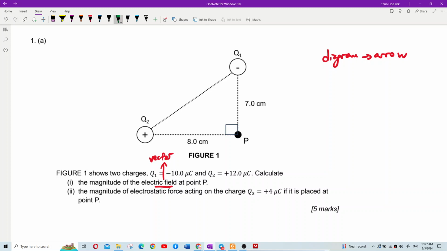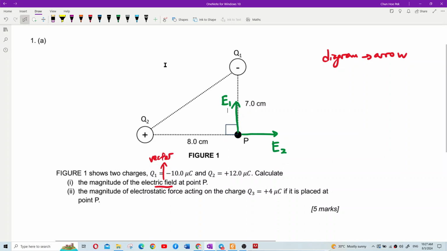So let's draw. Electric field at point P. Positive charge means the electric field should go away from the positive charge. So this is E2. We label it E2 because this one refers to Q2. And then for Q1, you have E1. You should draw this arrow. I didn't see any of you draw arrows. You just straight away put in the formula, straight away add together. You do it assuming you know physics. So this is E1 and this is E2. You must draw the arrow.